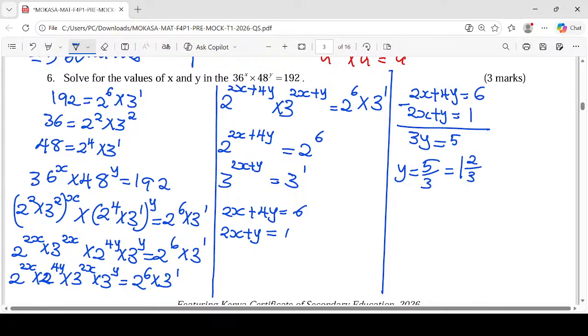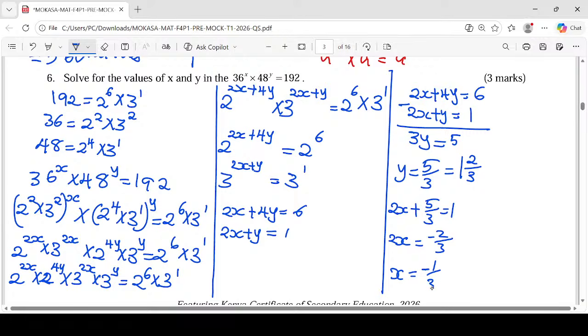How do we get now the value of x? We can fit to either of the equations. So I have here 2x plus y, which is now 5 over 3, and it should give me 1. So this means that 2x will be equal to 1 minus 5 over 3. When you take 1 minus 5 over 3, you are going to get negative 2 over 3. When you divide through by 2, you're going to get x being equals to negative 2 over 6, which can be written as negative 1/3.